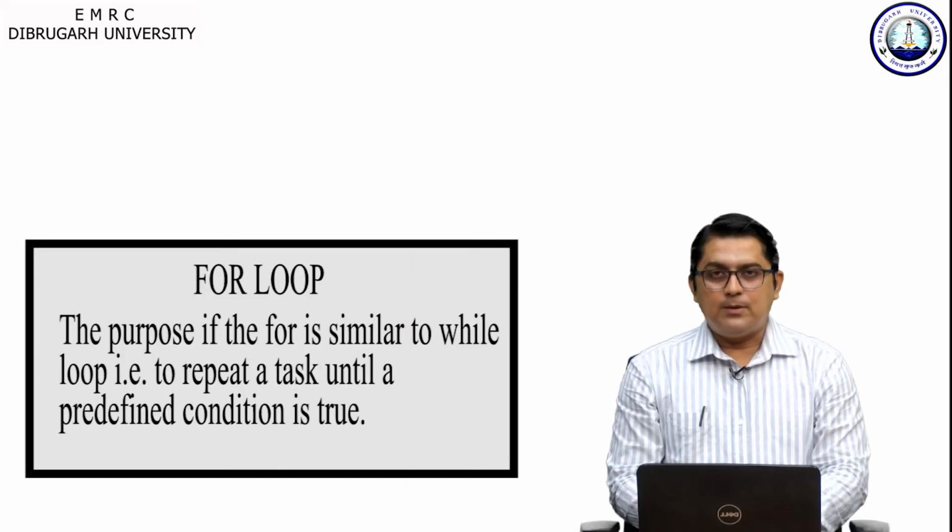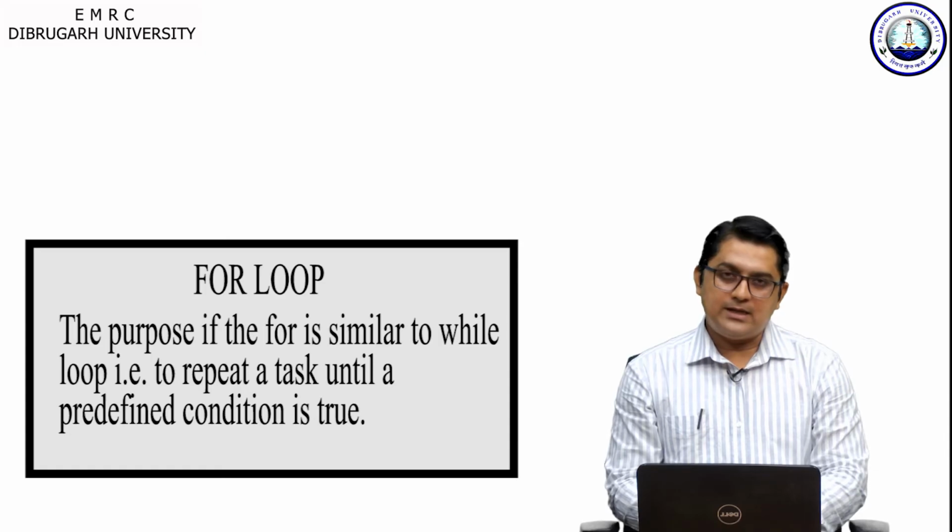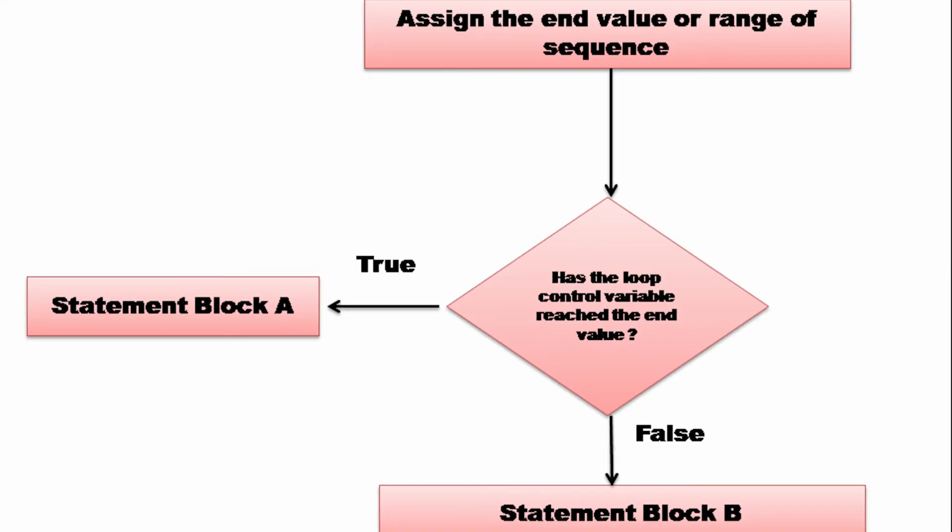Now, let us understand the for loop. Similar to the while loop, we can use a for loop, and the purpose of the for loop is similar to what we have seen in the while loop, that is to repeat a task until a predefined condition becomes true. So, this is the flow chart. As you can see, here we assign the end value or the range of the sequence, and then we check whether the loop control variable has reached the end or not. If it has reached the end, then we go to statement block B, else we repeat a particular statement.